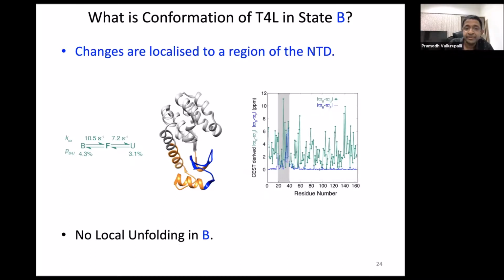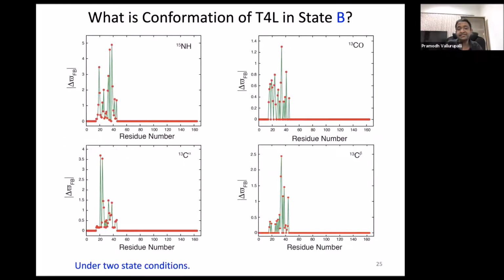So we got even more intrigued and said, okay, let's try to see if we can learn something about the conformation. So we had to go beyond 15N experiments, and we did all the rest of it under 2-state conditions. We recorded carbonyl CEST experiments, C alpha CEST experiments, and C beta CEST experiments. And all these changes in chemical shifts are also localized to this region of the N-terminal domain.